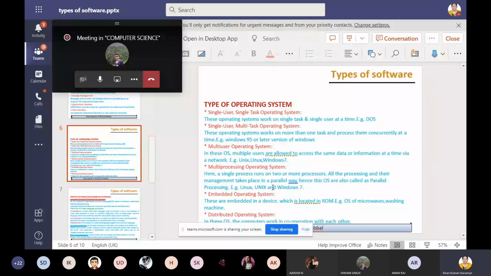So slowly they developed batch processing. Batch processing is a batch of jobs, all kept ready in the memory, and then the processor takes them one by one and processes those jobs. So in that way, how many users at a time can use that operating system?